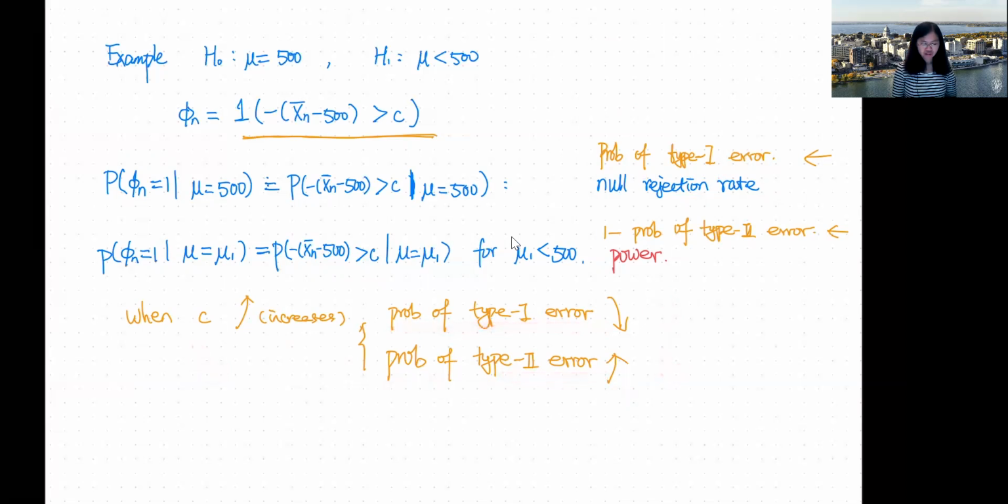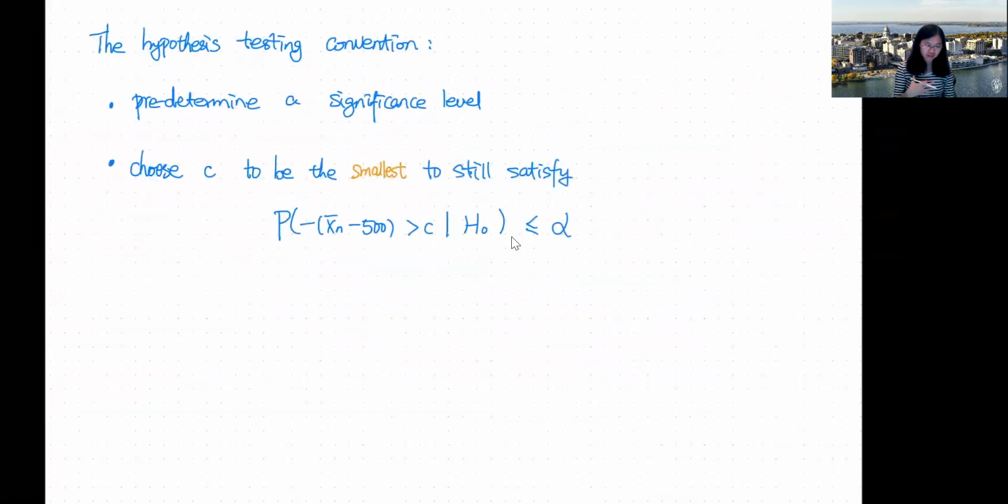So as you can see, there is a trade-off between these two types of errors. We cannot minimize both at the same time. So how do we balance these two errors? You can think of many reasonable ways to balance the probabilities of the two errors. But there is a convention in hypothesis testing that treats type 1 error and type 2 error in different ways. So what is the convention in hypothesis testing?